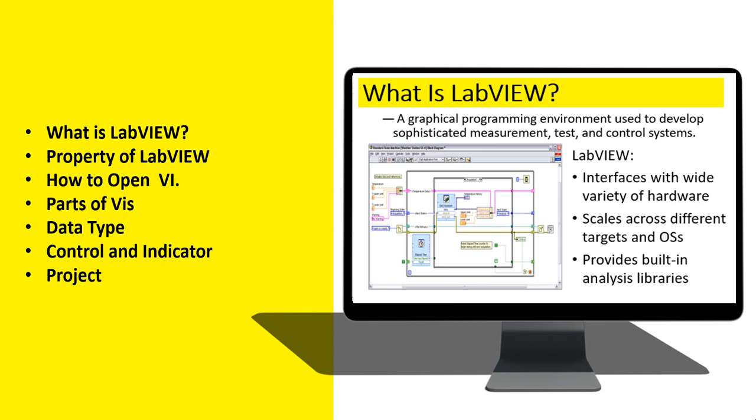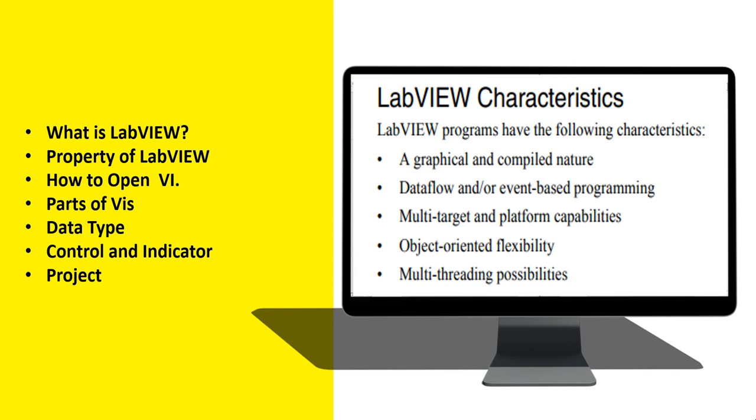Now, our next question is what are the properties of LabVIEW? There are 5 properties in LabVIEW. First, graphical and compiled nature. LabVIEW is a graphical programming environment. Here we write our code using G programming. G means graphical code. To write the code, we use the front panel and block diagram.